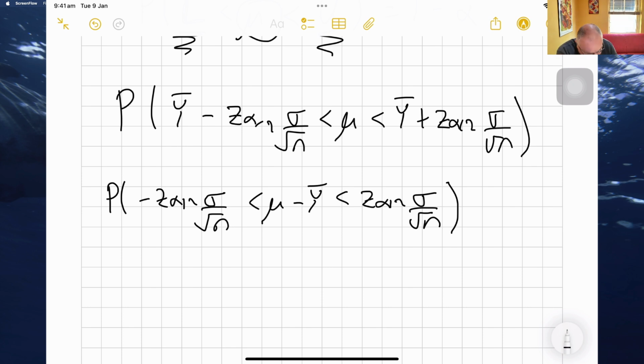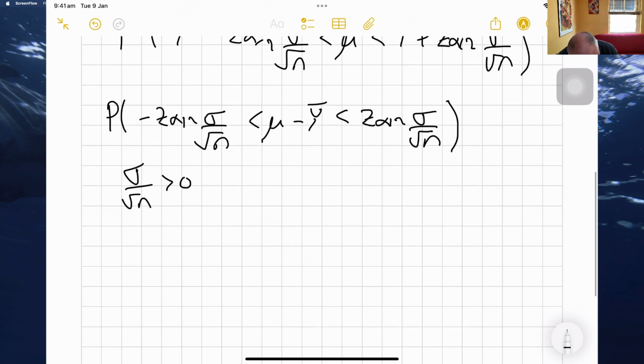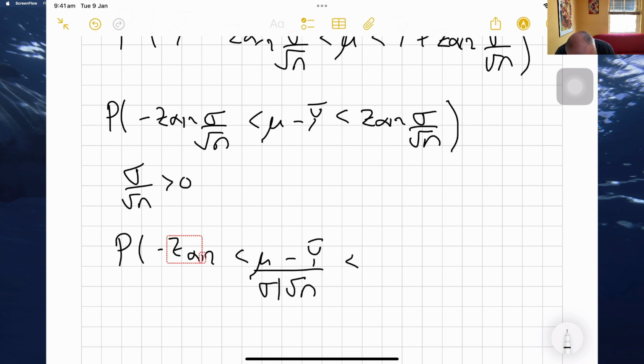Cool. Next, I'm going to divide by sigma on root n. Now, you have to be careful when you multiply or divide either side of an inequality. You can ask yourself, is it positive or negative? Well, sigma is always greater than 0, and the square root of n is always greater than 0. So sigma on the square root of n is always greater than 0, and I don't have to change the inequality. That means this is the same as minus z alpha on 2 is less than mu minus y bar over sigma on root n, which is less than z alpha on 2.